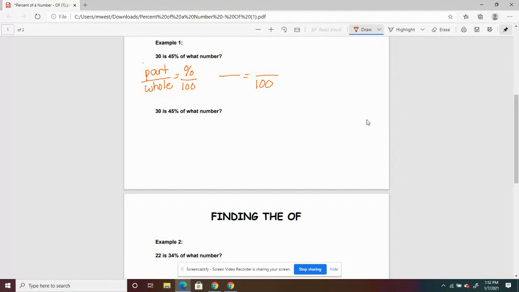So if we read this, it says 30 is, and remember, is associated with the part, and then you have the percent sign here, so that tells you where that goes. So 45% is going to go right here in the percent place, and then 30 is going to go right here in the is place or the part, and then we have x. So if we diagonally circle these, like I taught you when we were doing proportions, and leave what's with x open, you're going to have 45x equals 3,000.